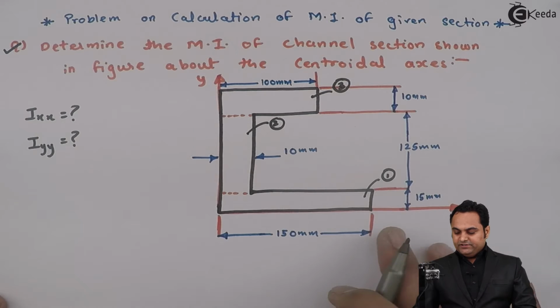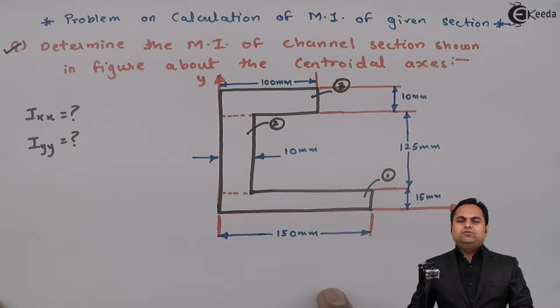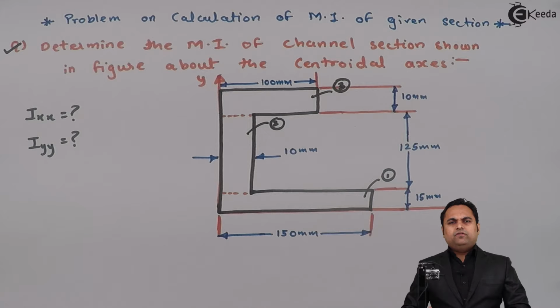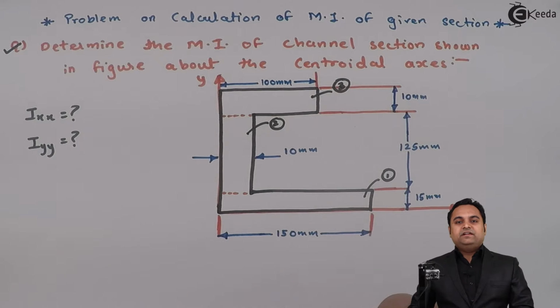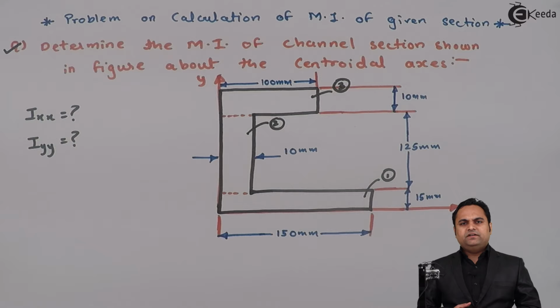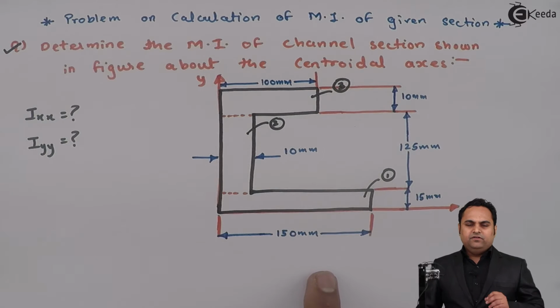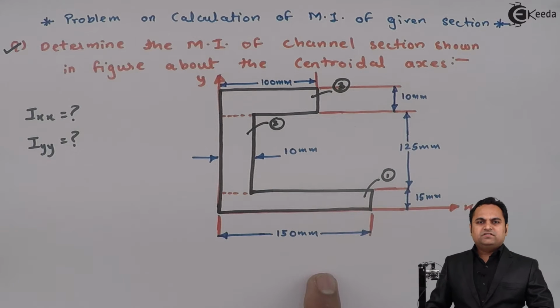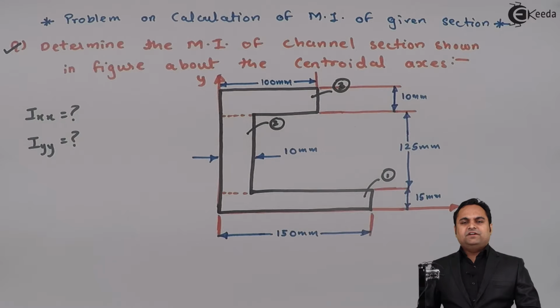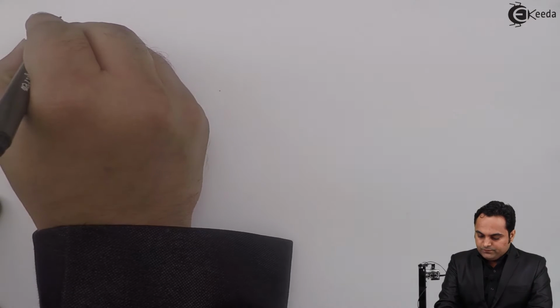So after dividing it into three rectangles, now we are going to calculate the values of x bar and y bar, because we want to locate the x axis and y axis. And once we have located the x and y axis, we can say that the centroid has been located. And for finding the MI, the first thing which is required is the centroid. So let us get started in this problem. Solution.